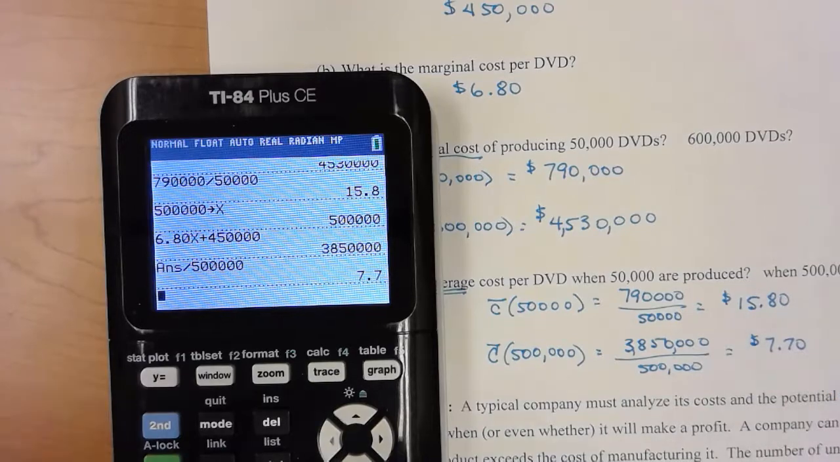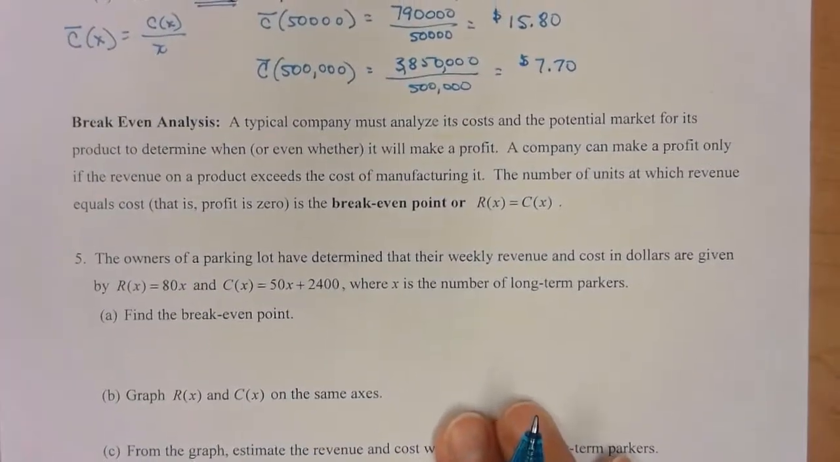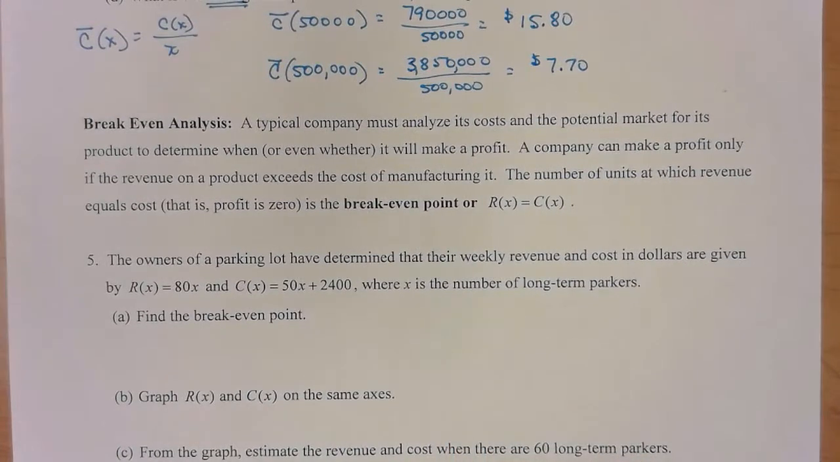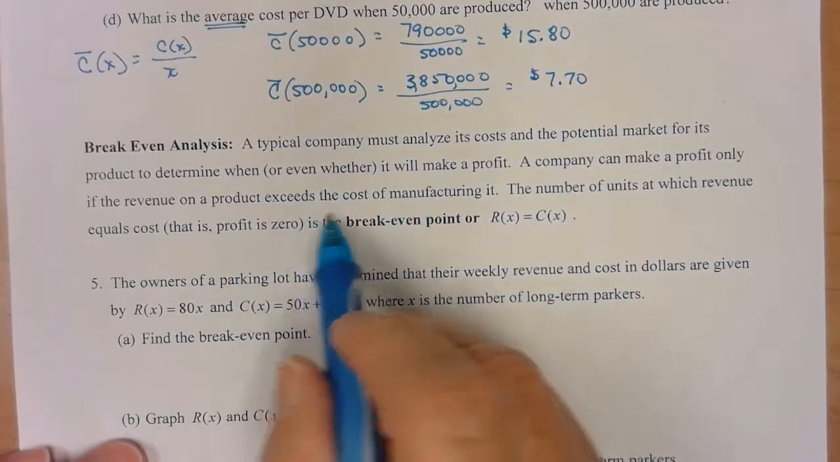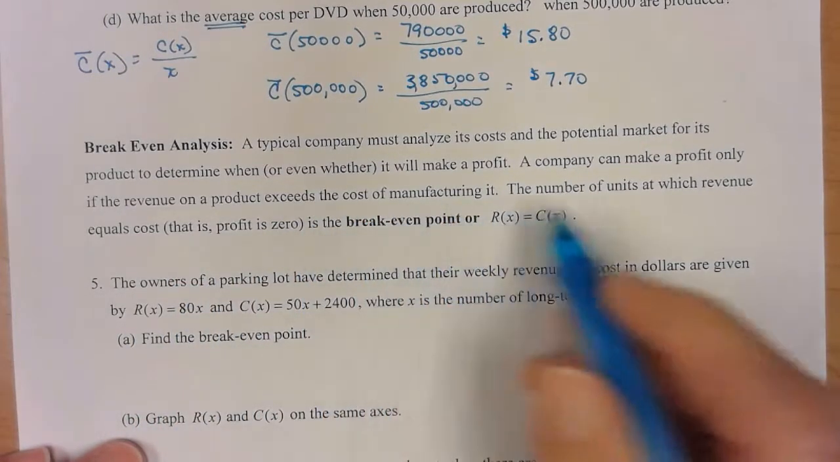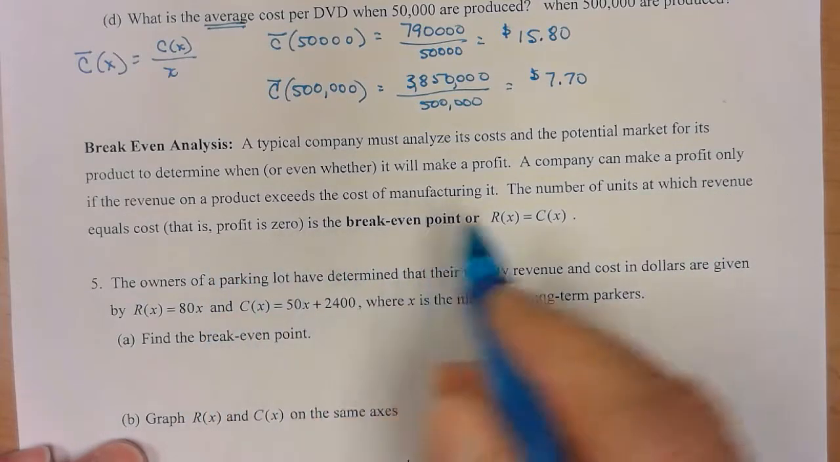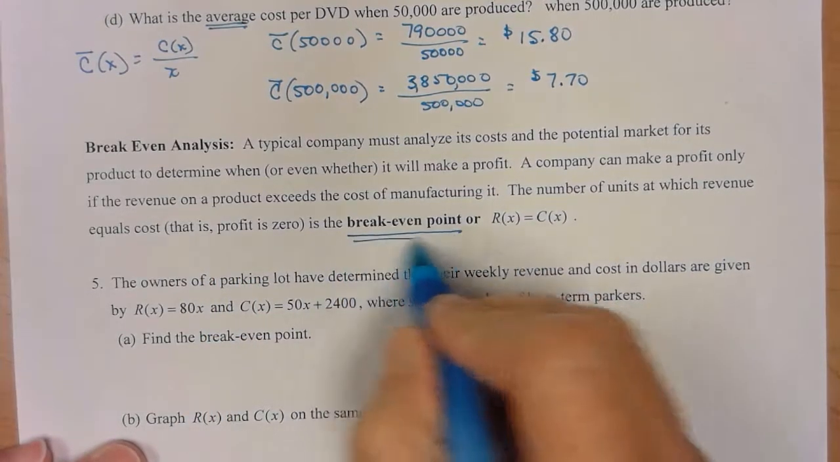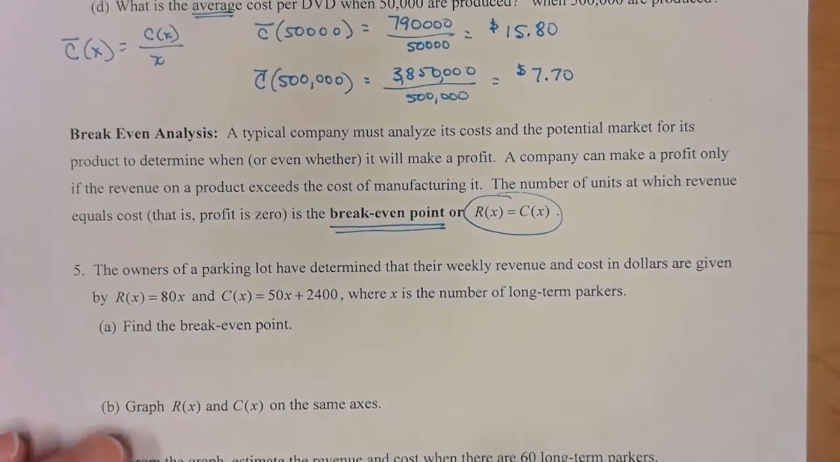Okay? Now, in break-even analysis, a typical company must analyze its cost and the potential market for its product to determine when or even whether it'll make a profit. A company can make a profit only if the revenue on a product exceeds the cost of manufacturing. The number of units at which revenue equals cost, that is, profit is zero, is called the break-even point. And you set your revenue equal to your cost.